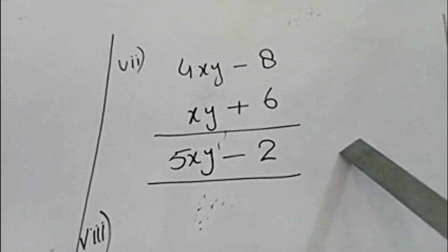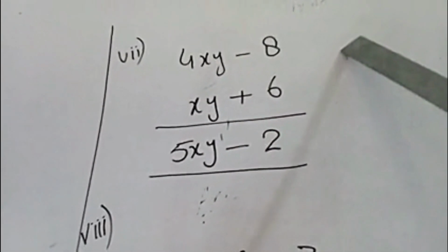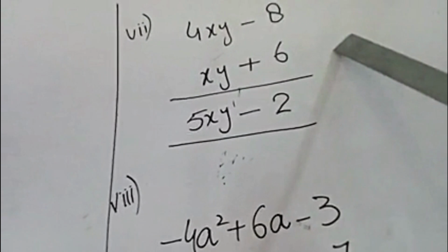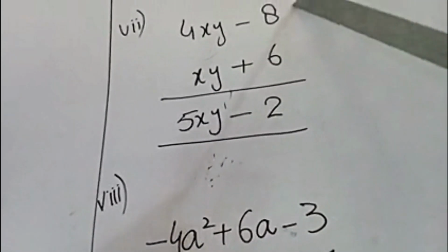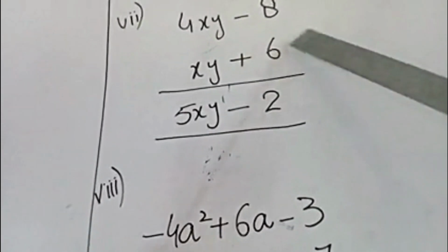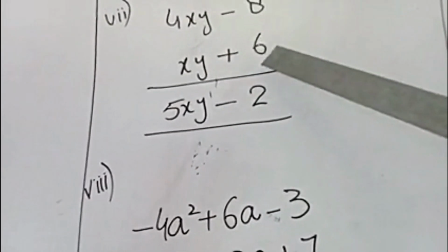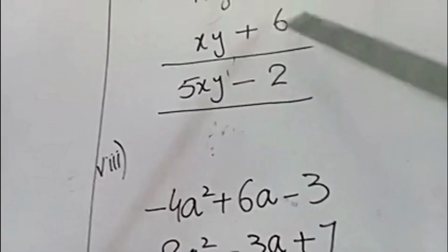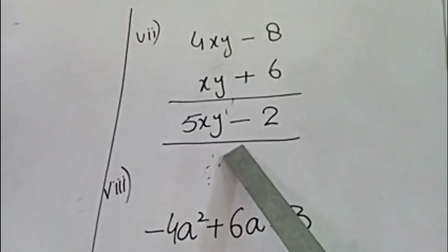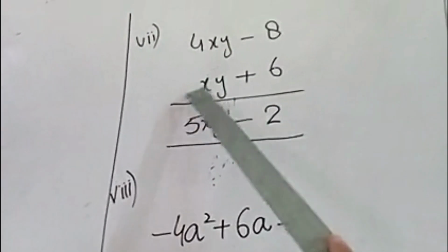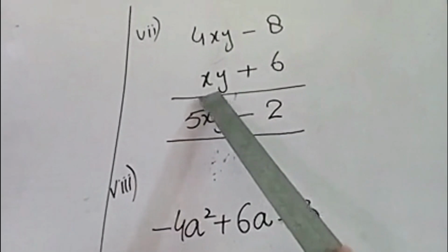Now question number 7 of this. 4xy minus 8 is adding in xy plus 6. So this is with minus sign, this is with plus sign. Plus minus will be minus, so subtract 8 minus 6, 2, but due to this larger negative value, we write here minus 2. And this is 4xy plus xy, 4 and 1 will become 5xy.